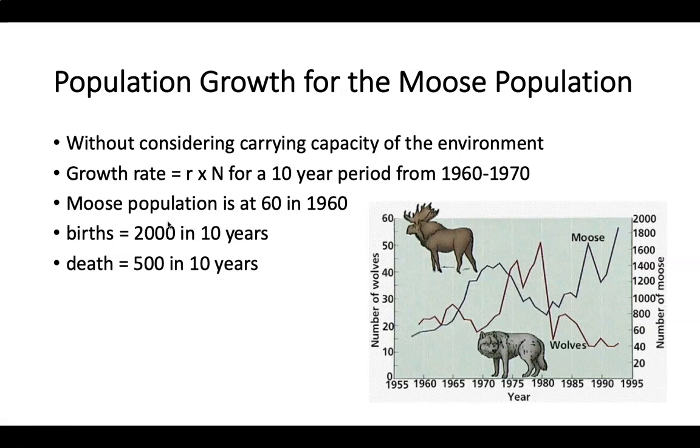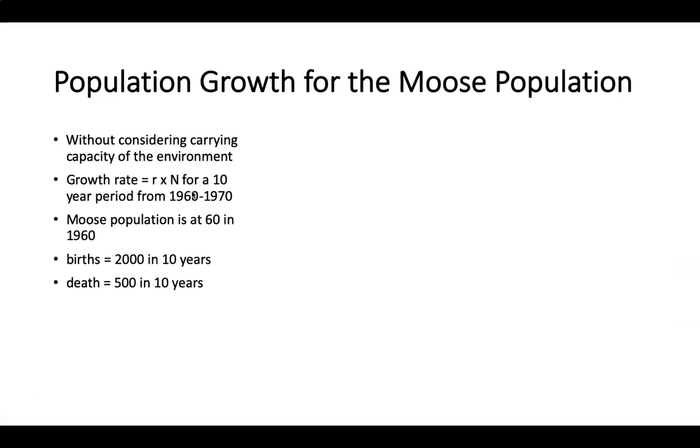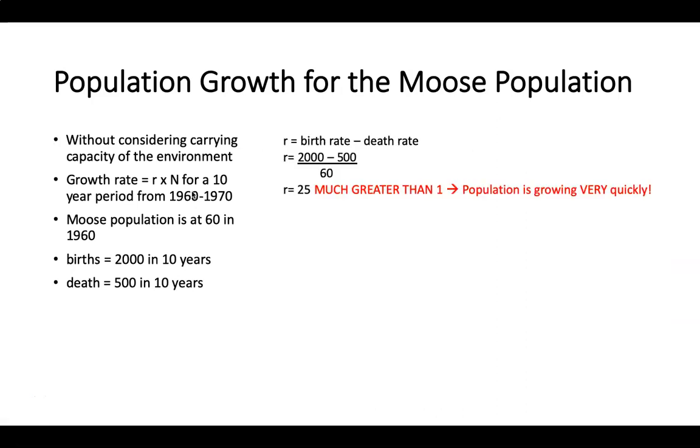So the first thing we need to do is calculate R for our population. From there, we can calculate our growth rate. So to calculate R, we're going to take the birth rate minus the death rate. So 2,000 births minus 500 deaths divided by 60 individuals in the starting population. Now our R value for this is going to be 25, and that's okay that it's greater than 1. It means that our population is growing exponentially. It means that the population is growing very, very quickly.